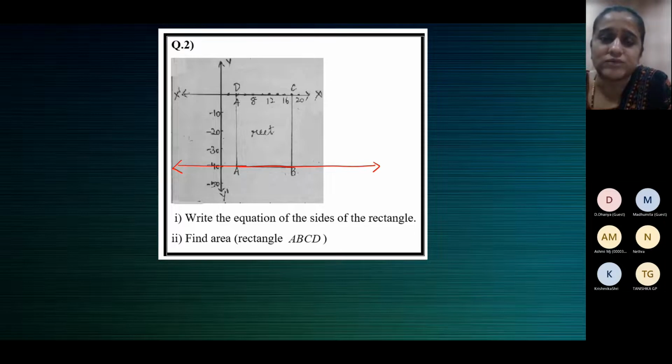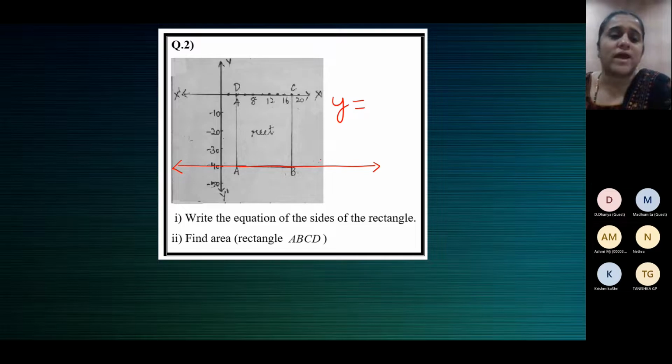Now let's find the equation of this line. Whatever is the equation of this line is the equation of the line segment AB. Now, how do we find the equation of the line segment AB? First thing, AB is parallel to the x-axis. So the equation will start something like y is equal to.